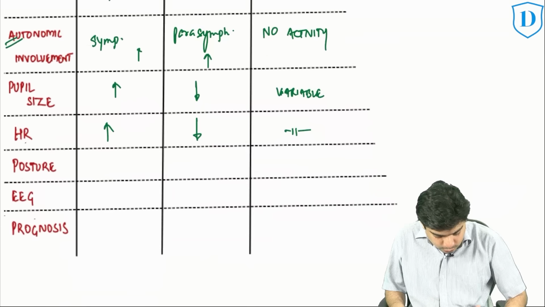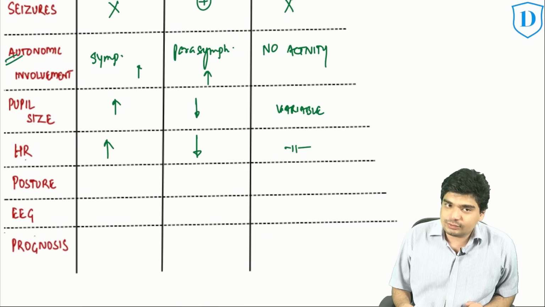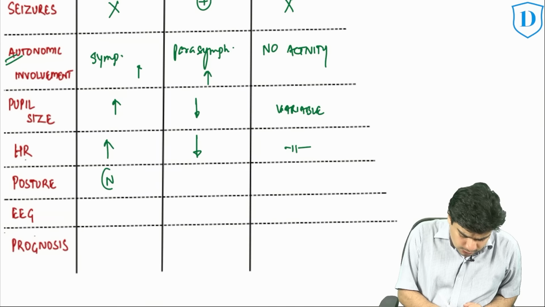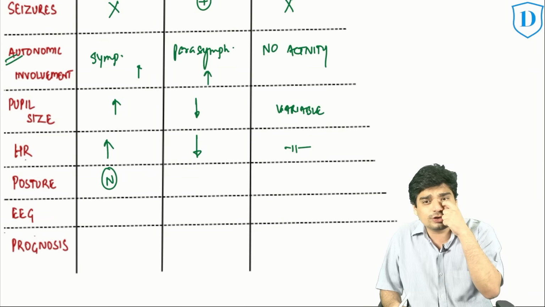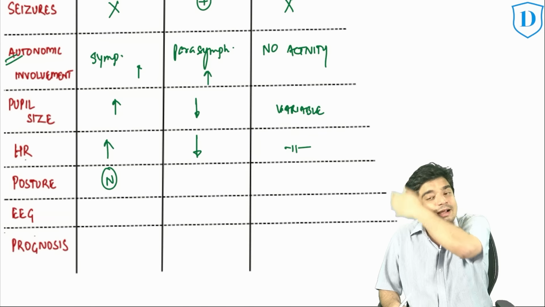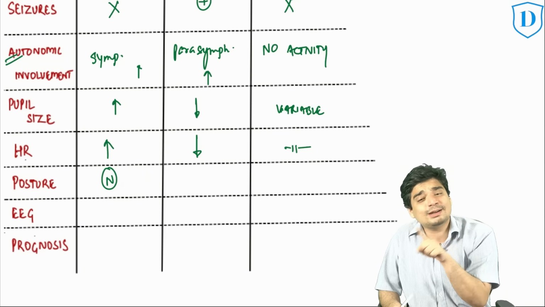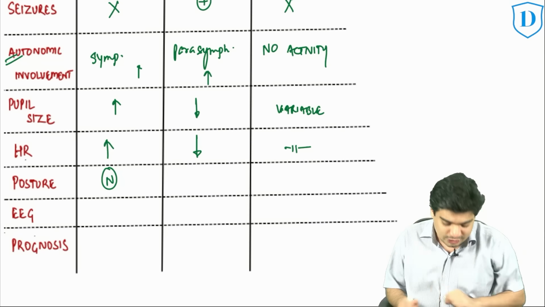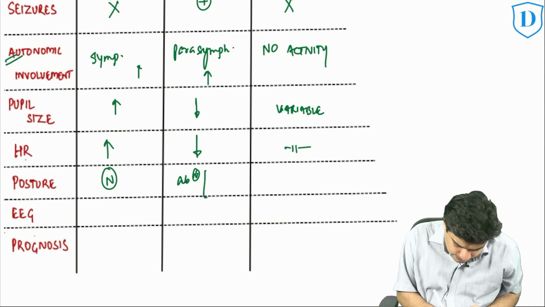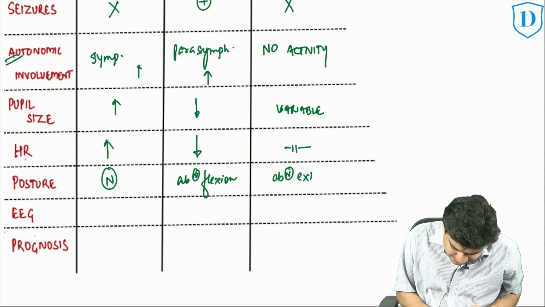If I come to posture, EEG and prognosis, let's come to that as well. Posture, stage 1, normal posture. Let's go back to GCS also. If you remember a little bit of GCS, you will remember that abnormal flexion is considered better than abnormal extension. In stage 2 HI, you will have abnormal flexion. In stage 3, you will have abnormal extension.